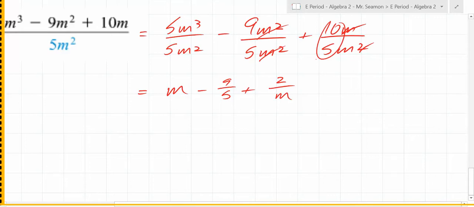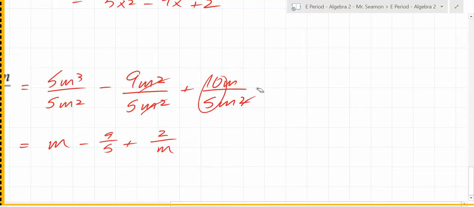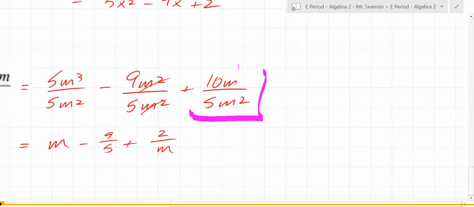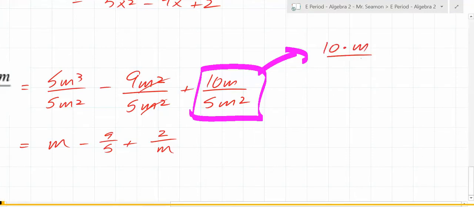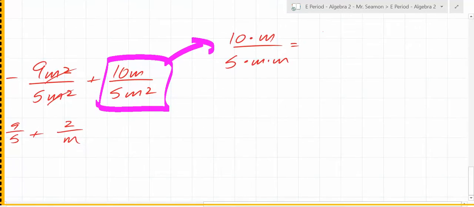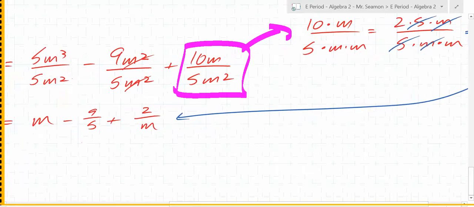2. There it is. Why did it get that? Kids, this one right here, if it's confusing to you, I'll do it out separately. If you are confused as to why that one did what it did, let's take a look. What does it become? This is 10 times m over 5 times m times m, right? It's just 1 over m, right? So what does that become? That's 2 times 5 times m over 5 times m times m. What cancels? A lot cancels, right? The 5 and 5, the m and the m, what's it leave you with? 2 over m. Yes. There it is.